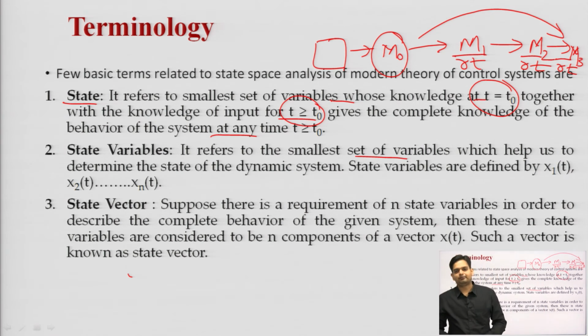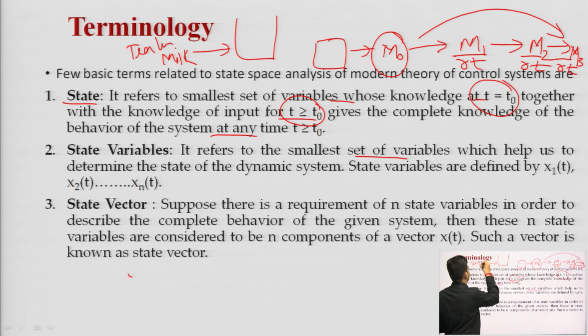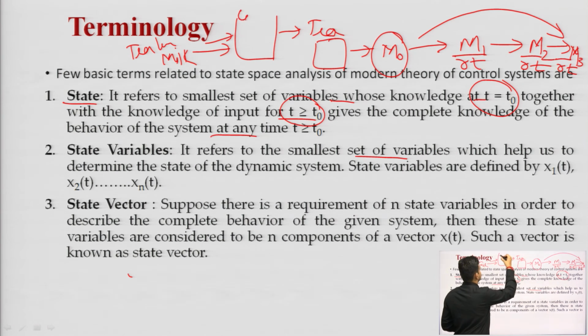The smallest set of variables means the variables which define the output, and if you apply any input, it will change and reflect in the output. So, we only need to consider those state variables, right. For example, if I have to make tea, what is my input? Input is my milk and tea leaves, right. We are providing the input, and what is the output? Output is my tea. In between I am using cardamom and ginger for flavor.